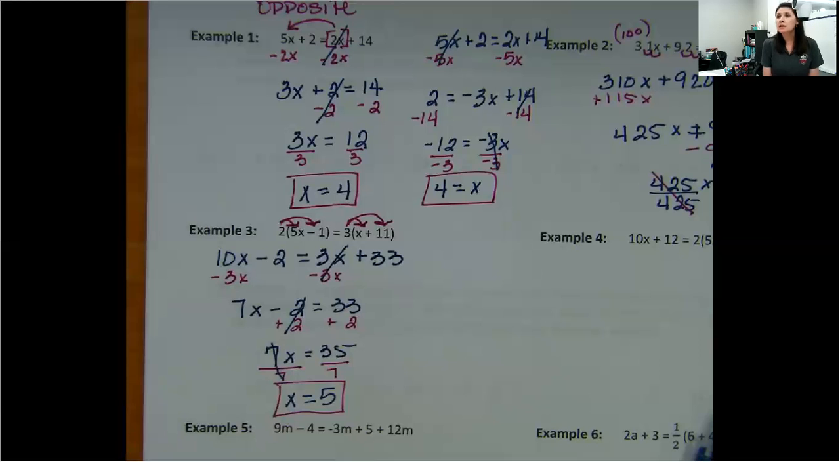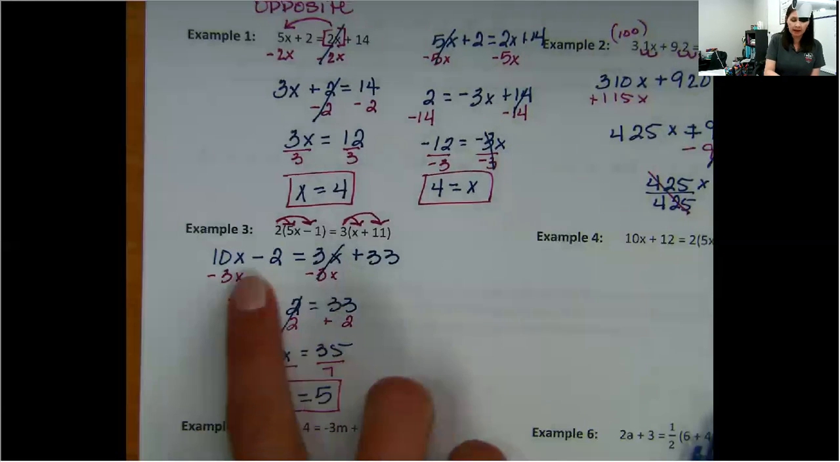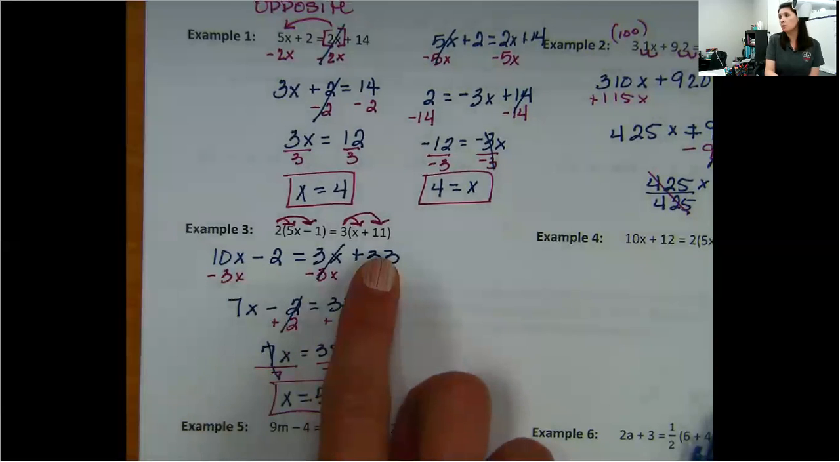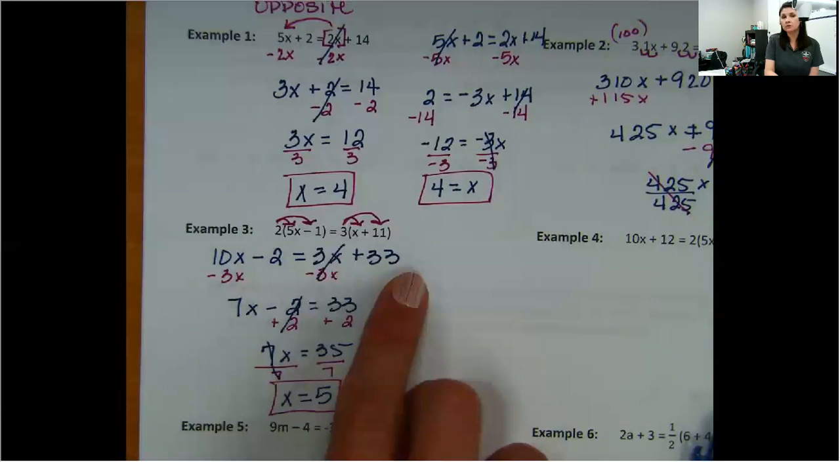Okay. Yes, so Jaden, hold on, Momo. Jaden had a really good question. Do you have to do your variables first? No. I start with my variables because those are the ones I want to keep positive. But if you were to, on this one, add 2 to both sides first, that would not be wrong. You can do that first.